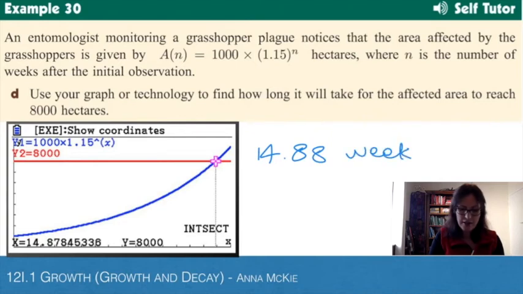Go back and read the question. What did it ask us? To find how long it will take. So put that as a sentence, though. It would take approximately 14.88 weeks to reach 8,000 hectares.